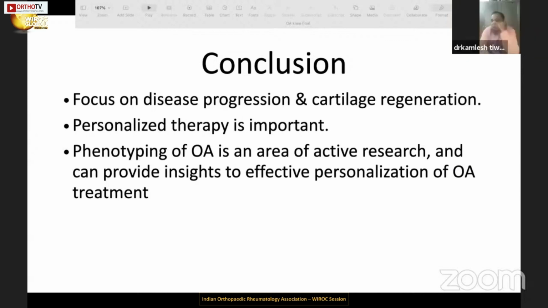So we focus on disease progression and cartilage regeneration. Personalized therapy is important. Phenotyping of OA is very important, and there's active research happening so that we can individually address the particular phenotype and prevent cartilage degeneration and promote regeneration.